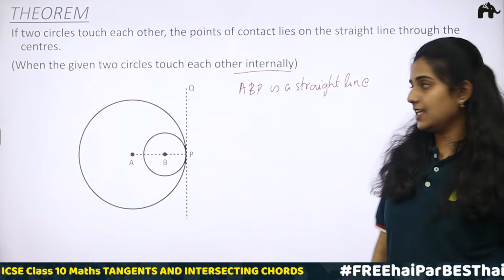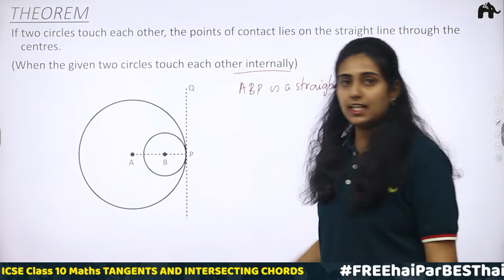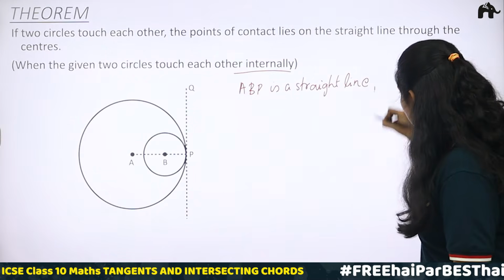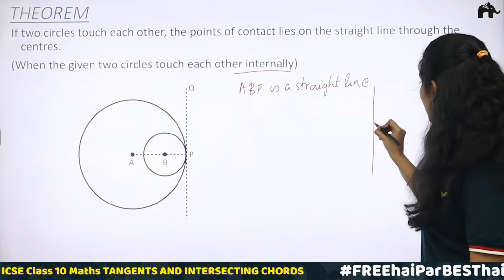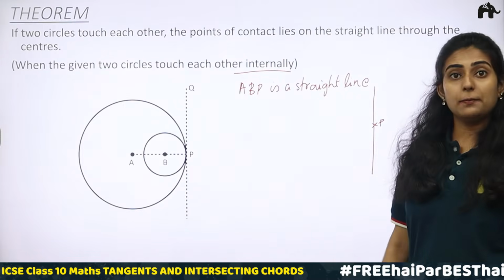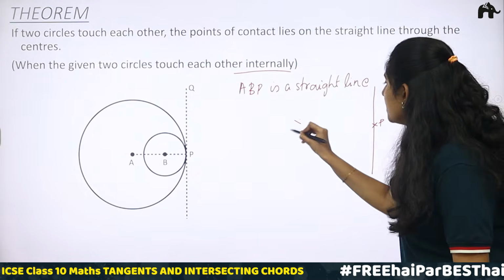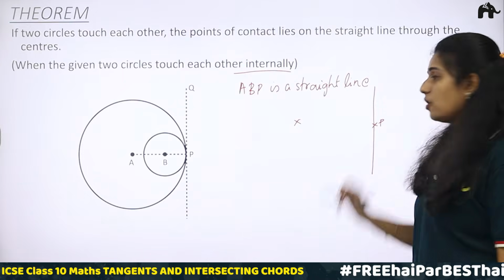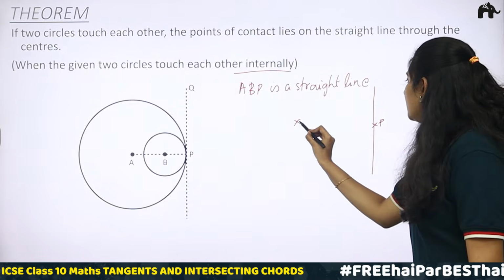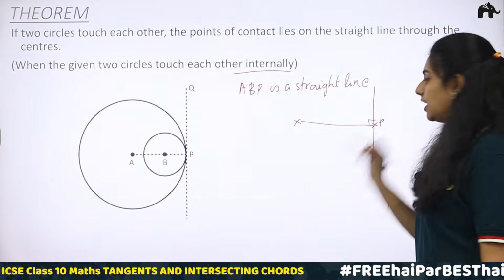How to show in this case? How to show this is a straight line? When you have a line, so this is my line. Here I have a point. How many perpendiculars can I draw from some other point to this point P? Only one, right? So this is my perpendicular.